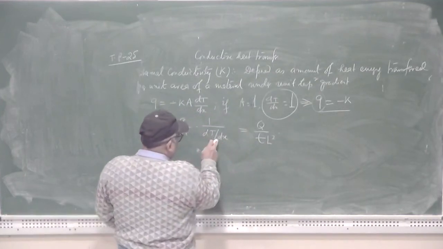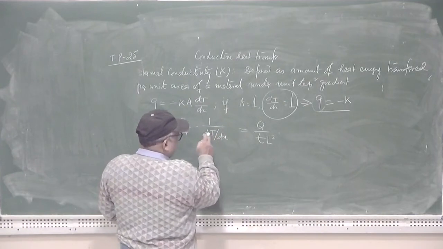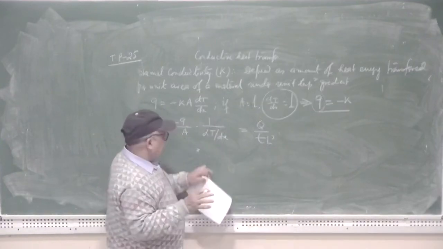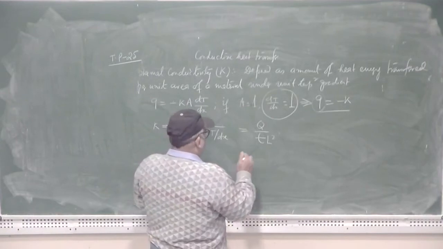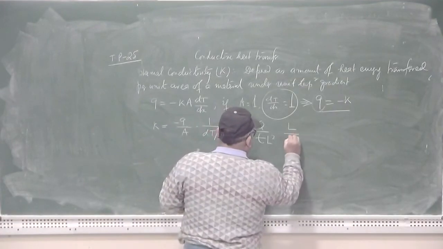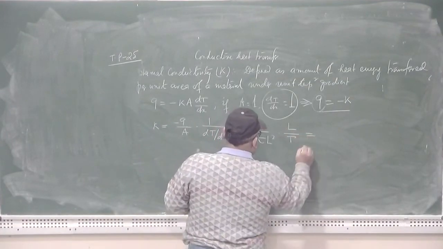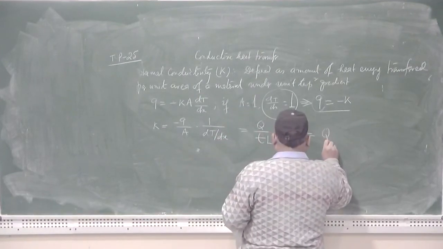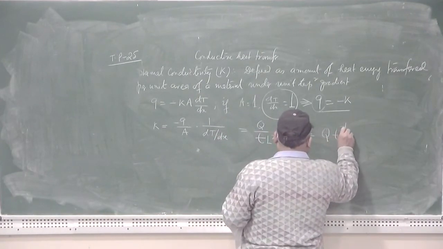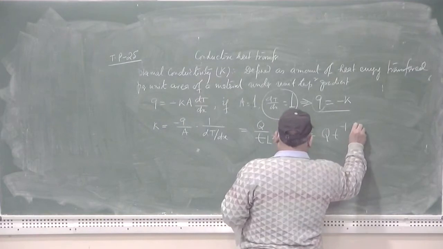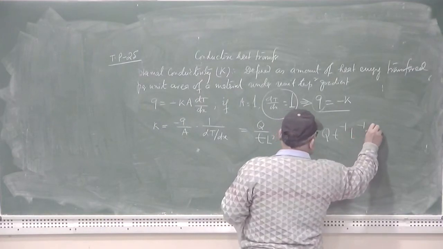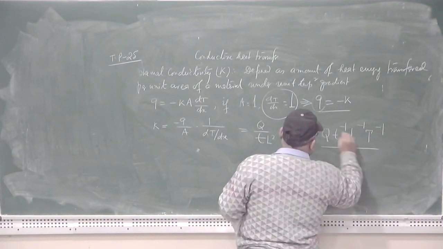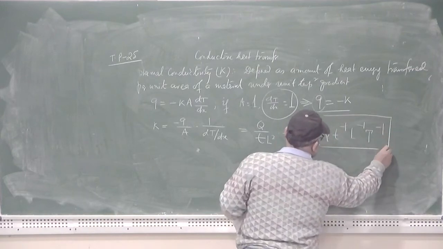One by dt by dx, that is equal to dx by dt. In principle, it does not happen in the case of differentials, but here it is L upon t. So, the dimension will be q t raised to the power minus 1, L raised to the power minus 1, t raised to the power minus 1. This is the dimension of the thermal conductivity.